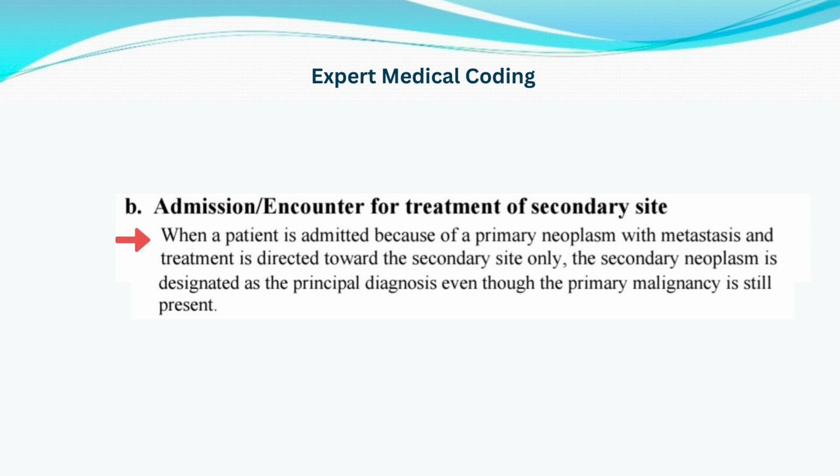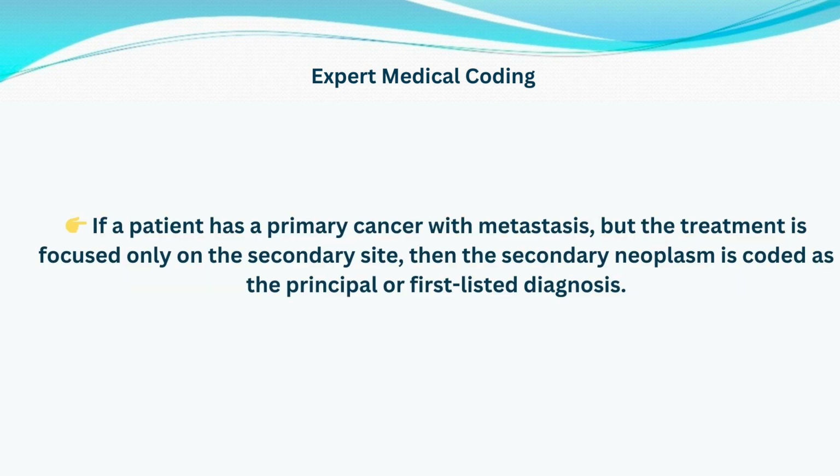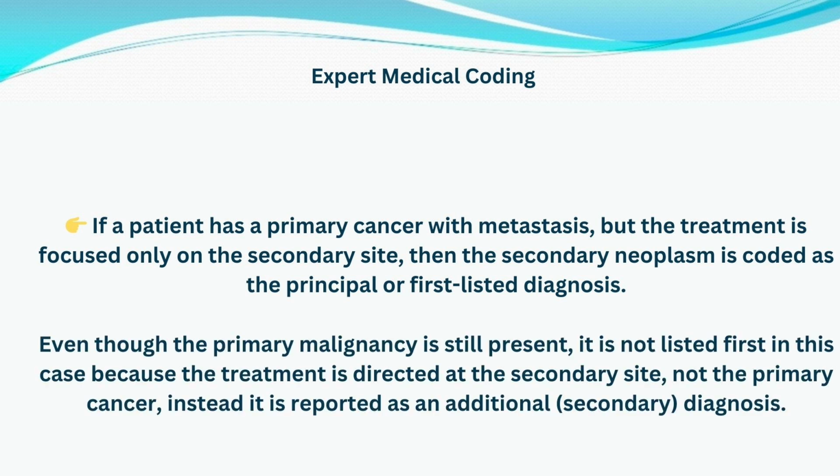So when a patient is admitted because of a primary neoplasm with metastasis and treatment is directed toward the secondary site only, the secondary neoplasm is designated as the principal diagnosis, even though the primary malignancy is still present. If the patient has a primary cancer with metastasis, but the treatment is focused only on the secondary site, then the secondary neoplasm is coded as the principal or first-listed diagnosis. Even though the primary malignancy is still present, it is not listed first in this case because the treatment is directed at the secondary site, not the primary cancer.